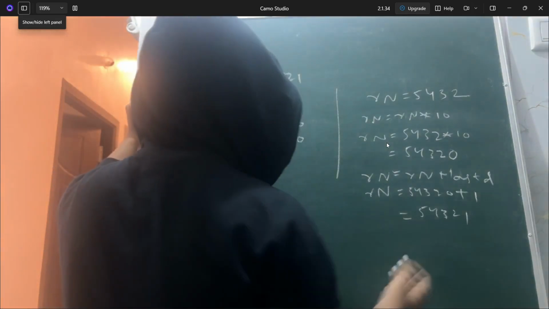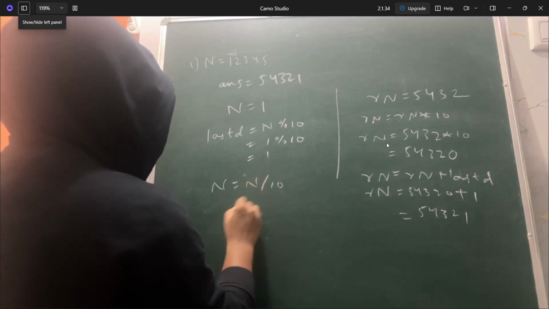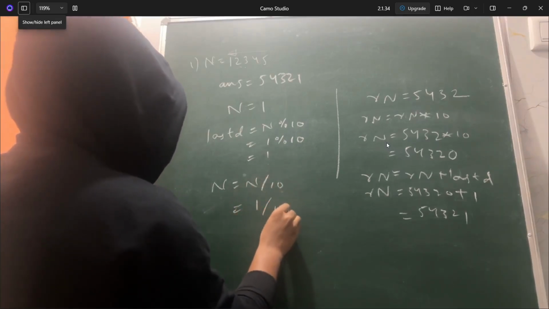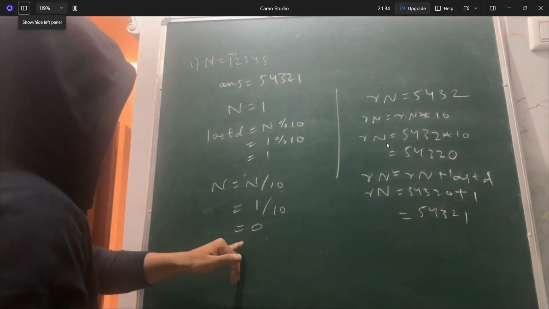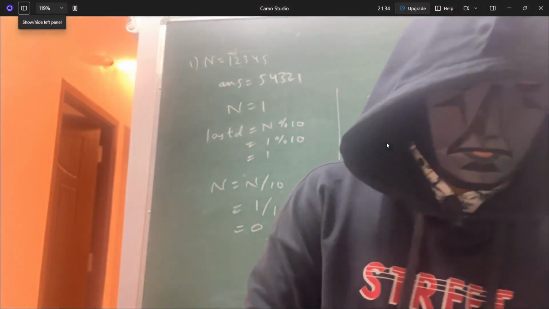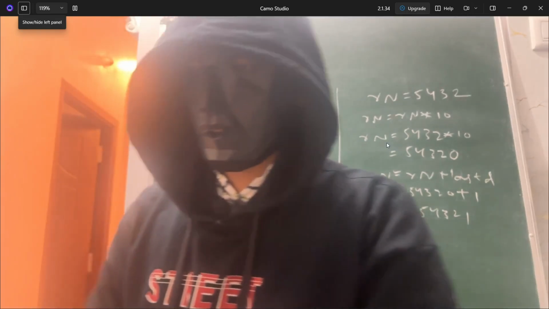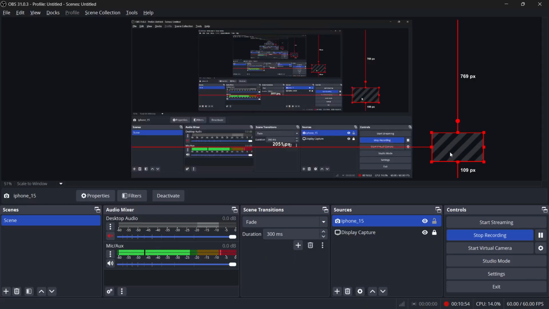As you can see, we have got the reverse of the number 1 2 3 4 5. We have got 5 4 3 2 1, and here n will be n divided by 10. n is 1 divided by 10. That will give you answer 0. So we'll be running through a loop, and whenever n is 0, at that time we'll have to stop it. I think pretty much we got how we'll be solving this. Let's try to code it up.